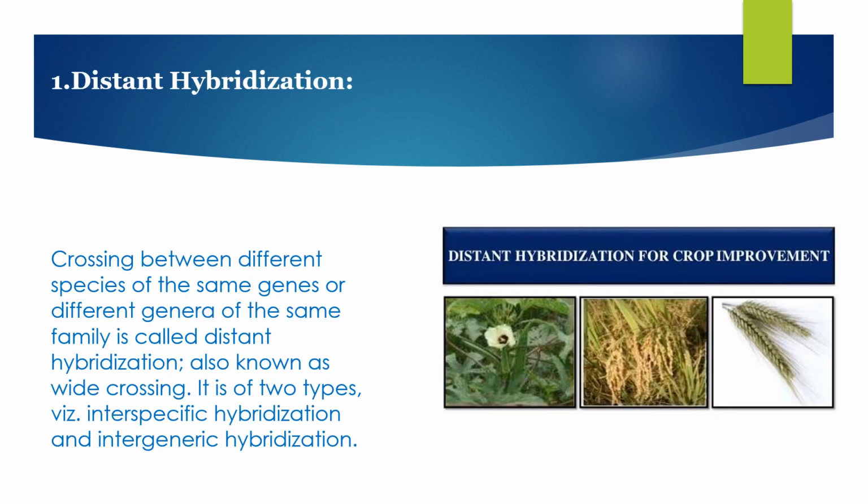The first one is distant hybridization. Crossing between different species of the same genus or different genera of the same family is called distant hybridization, also known as wide crossing. It is of two types: interspecific hybridization and intergeneric hybridization.